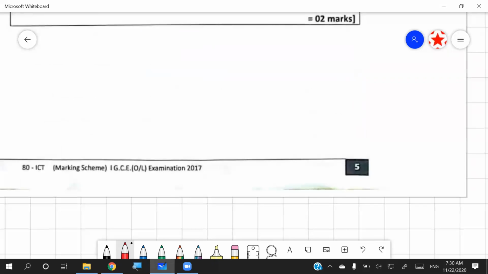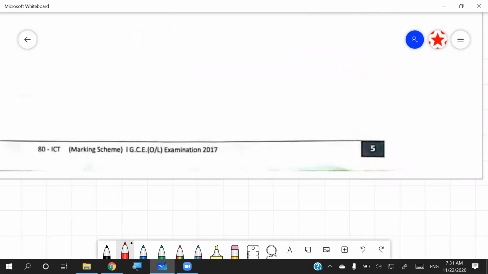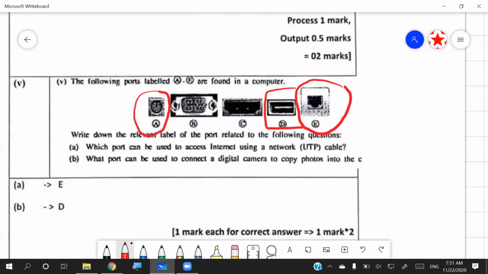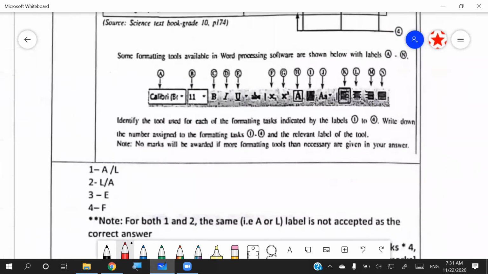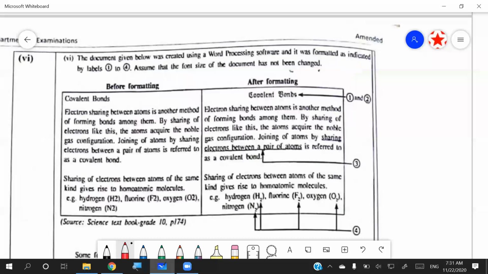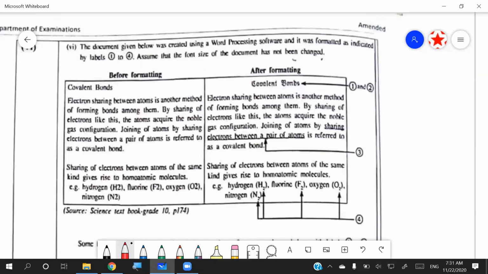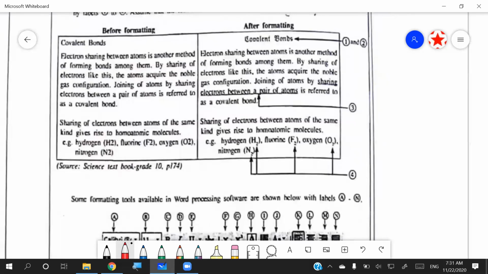Right? Moving forward, this was the 6th, it was the 5th. 6 should be somewhere here. Yes. So the 6th question is talking about word processing software. You are given two pictures, or two parts. The left side is the unformatted one. The right side is the formatted one. So they are asking what tools you can use to do this formatting.